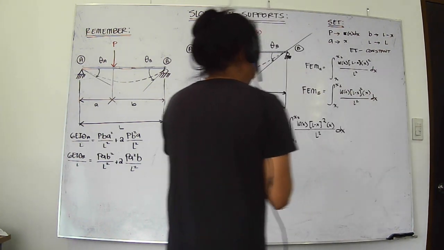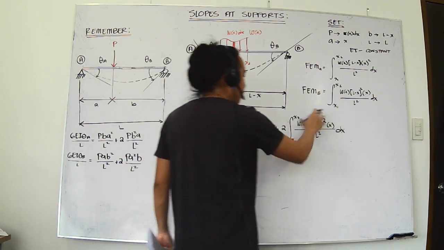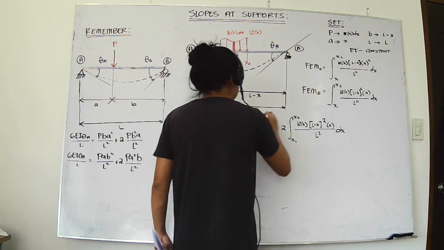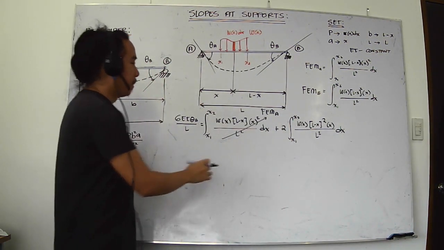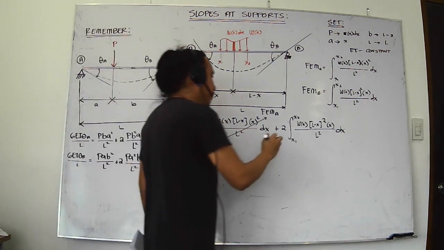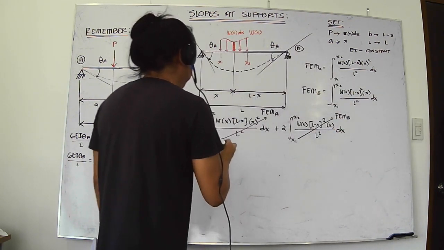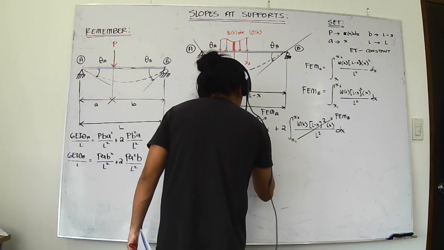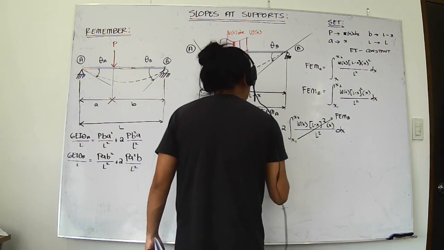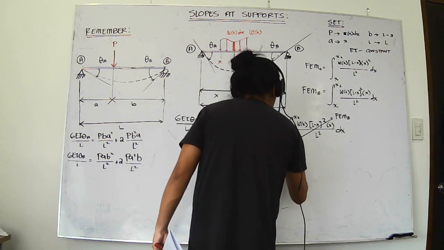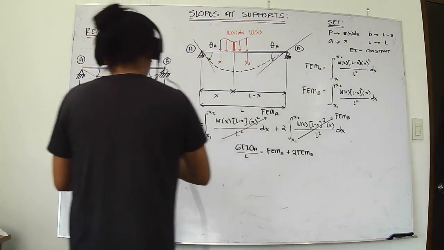This thing over here is just FEM A. This thing over here is just FEM B. So we could just say, generally for any loading, this is equal to FEM A plus 2 FEM B. This is one.